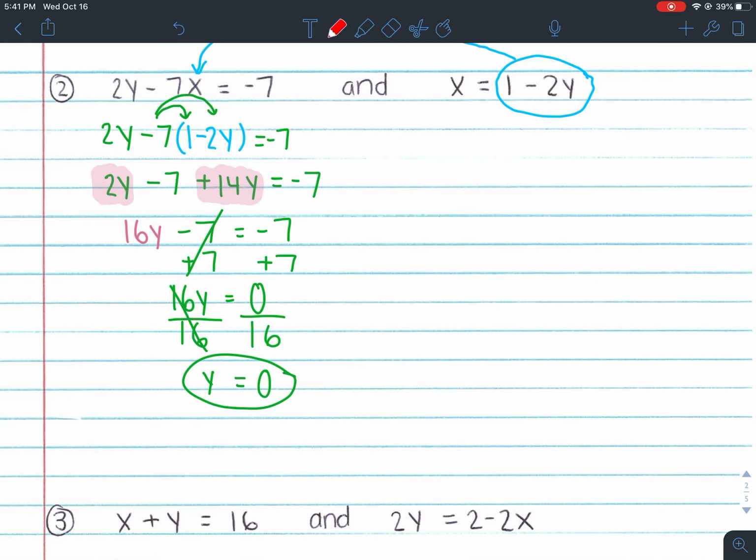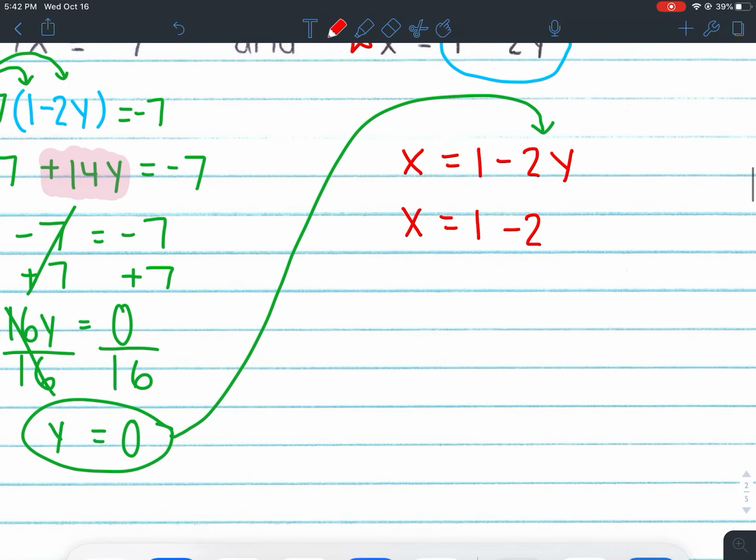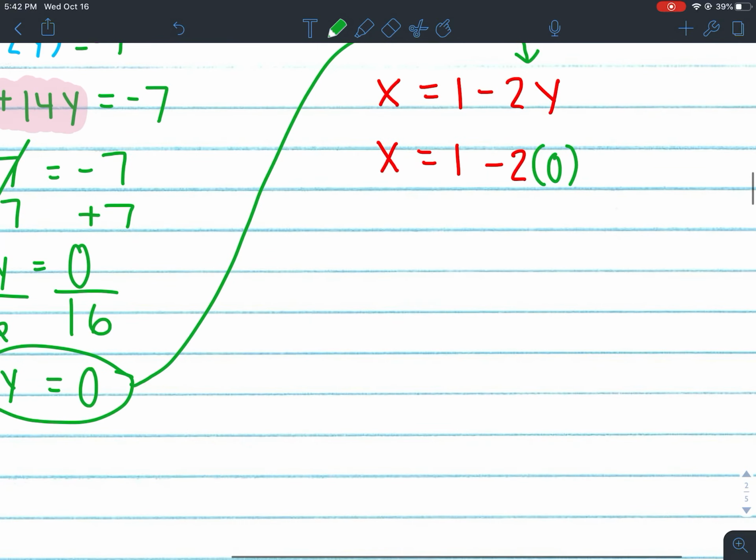Okay, now once you've already found one of your values, you plug it into the other original equation, where our other original equation was x equals 1 minus 2y. So x equals 1 minus 2y, and I'm going to take y equals 0, and I'm going to plug it in for y over here, because why do I plug it in for y? Well, y equals 0, so I plug it in for the y value. So then I have x equals 1 minus 2 times 0, because my y value is 0.